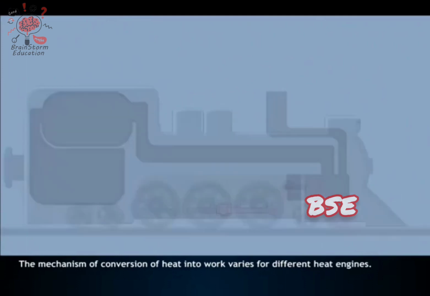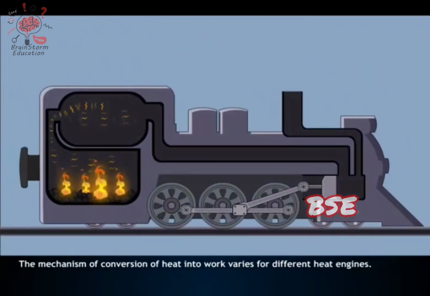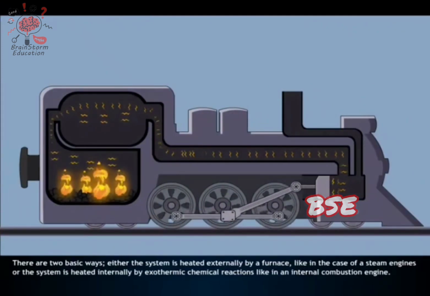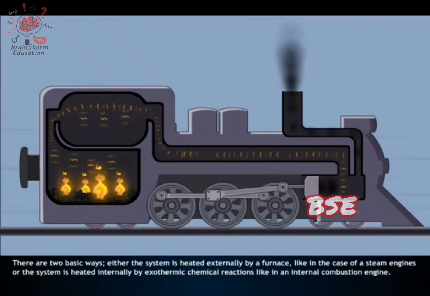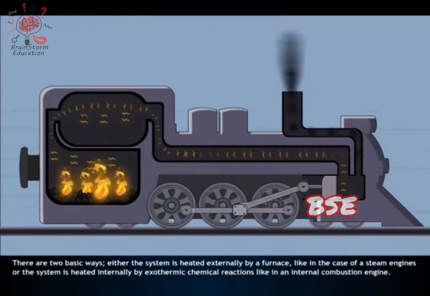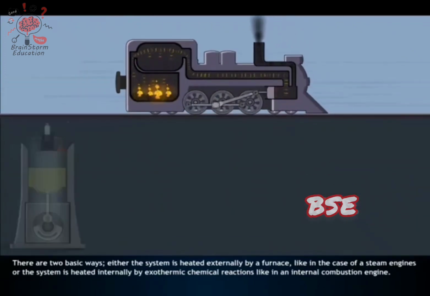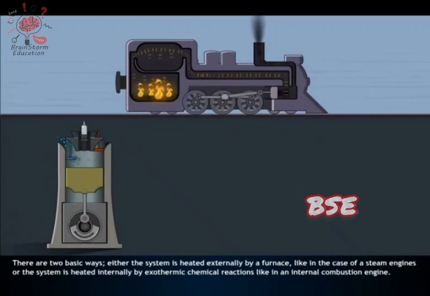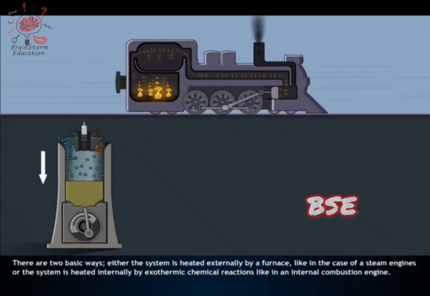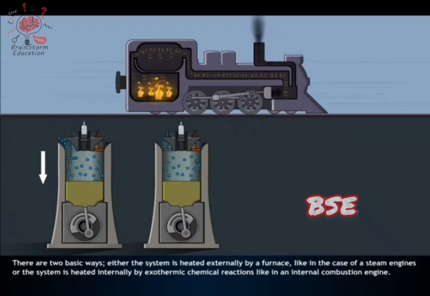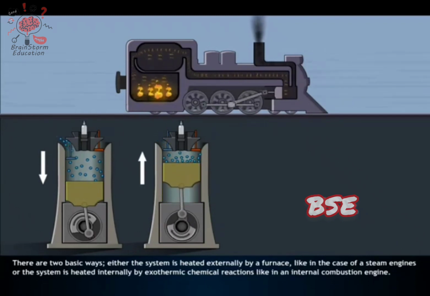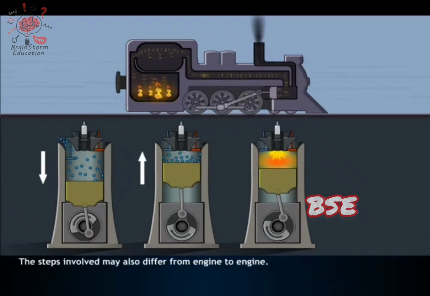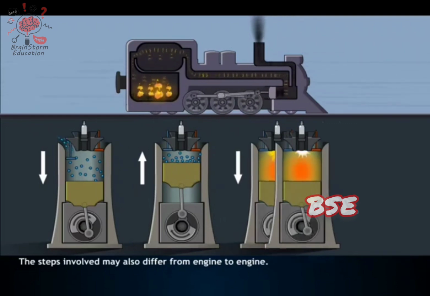The mechanism of conversion of heat into work varies for different heat engines. There are two basic ways. Either the system is heated externally by a furnace, like in the case of steam engines, or the system is heated internally by exothermic chemical reactions, like in an internal combustion engine. The steps involved may also differ from engine to engine.